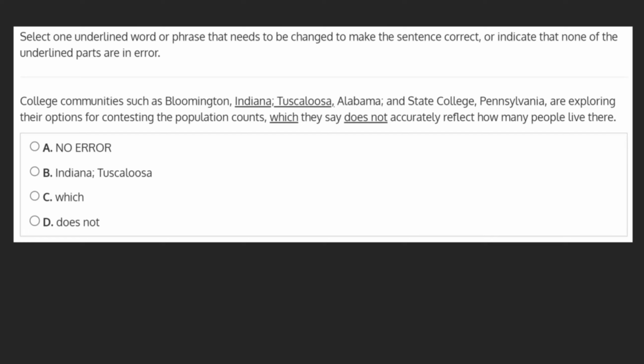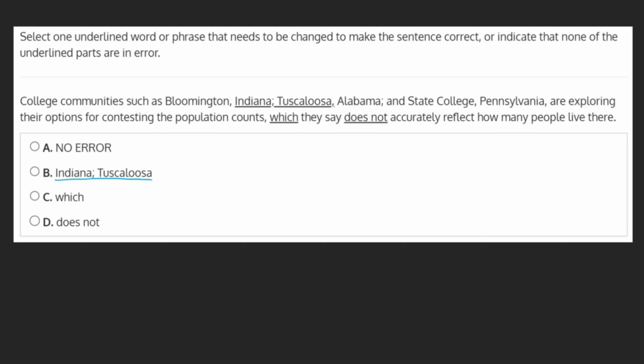Select one underlined word or phrase that needs to be changed to make the sentence correct, or indicate that none of the underlined parts are in error. College communities such as Bloomington, Indiana, Tuscaloosa, Alabama, and State College, Pennsylvania, are exploring their options for contesting the population counts, which they say does not accurately reflect how many people live there. Let's go through each choice to see if there's a mistake that needs correcting.